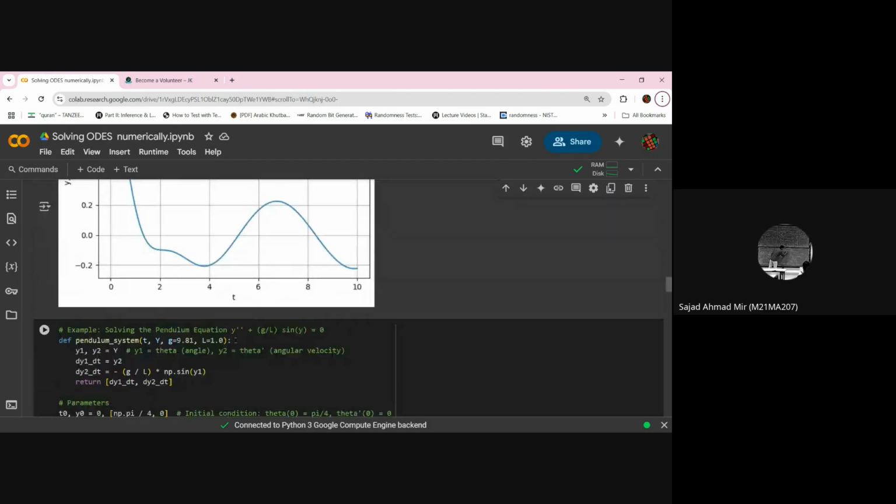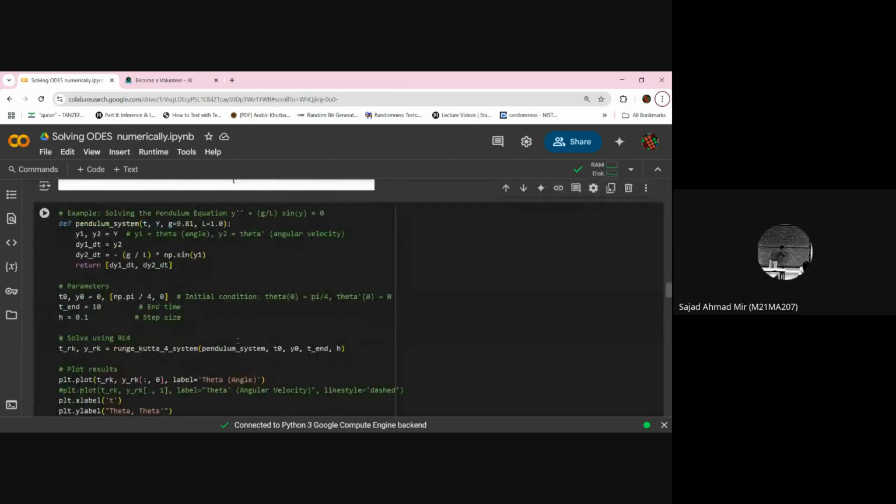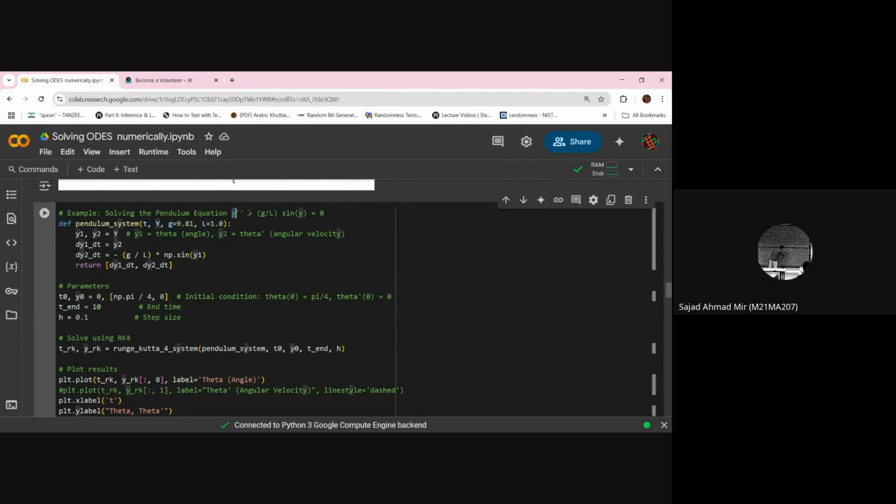So let's try to solve the equation of the pendulum. The pendulum has this nonlinear equation. This is the original form of the equation of the pendulum. The swing of the pendulum, its dynamics, is governed by this equation, and it is a second order nonlinear differential equation.